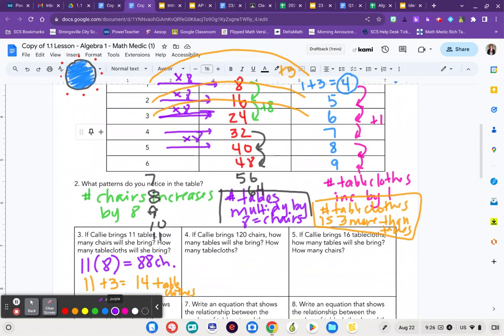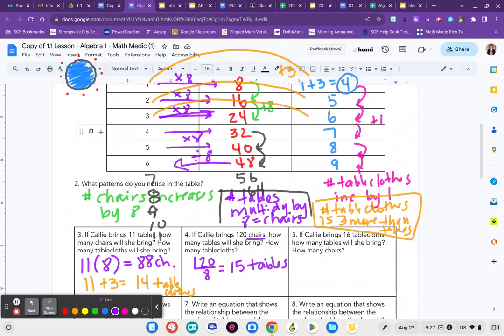But this time I'm told the number of chairs. So I actually want to go the opposite direction. And if I'm going to multiply by 8 moving from tables to chairs, I've got to divide by 8 moving from chairs to tables. So I'm going to take this 120 and divide it by 8. When I do that, I get 15 tables.